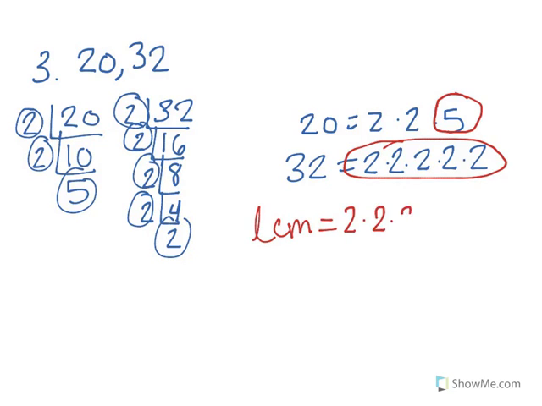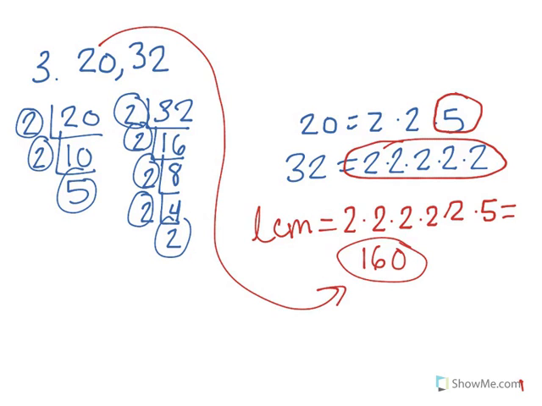So LCM, least common multiple, write down every number you circled. 2 times 2 times 2 times 2 times 2 times 5. 2 times 2 times 2 times 2 times 2 times 5 is 160. And that is your final answer. 20 is a factor of 160 and 32 is a factor of 160. So that is how you use prime factorization to find the least common multiple of 2 or more numbers.